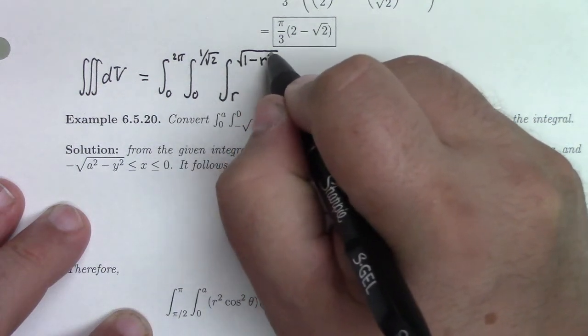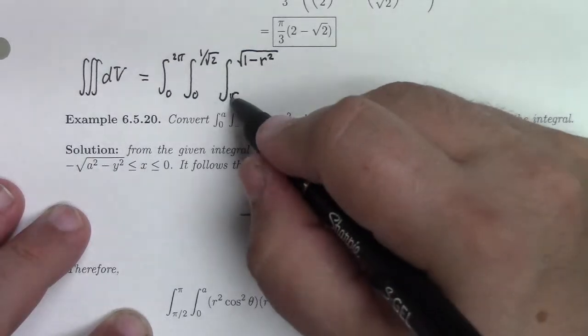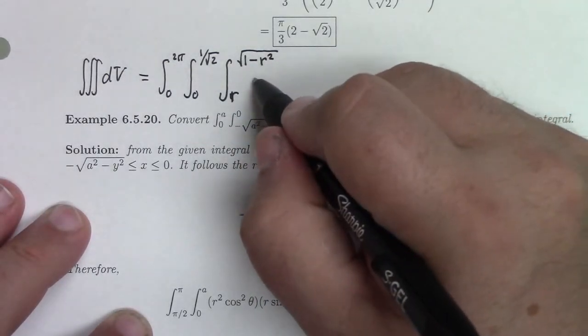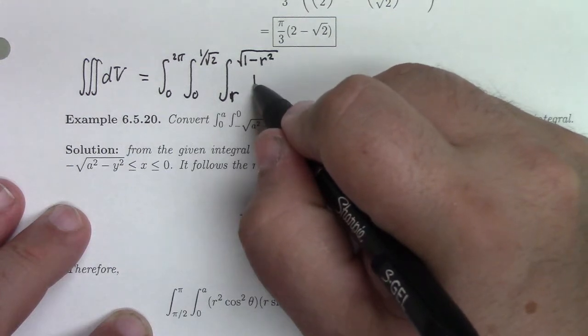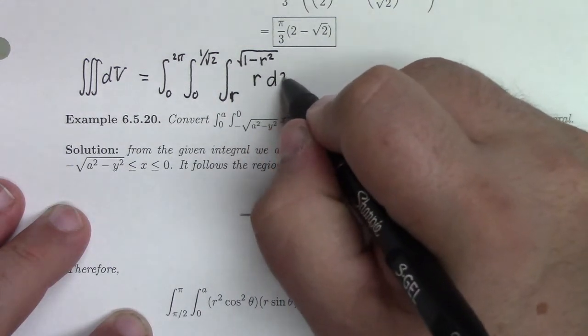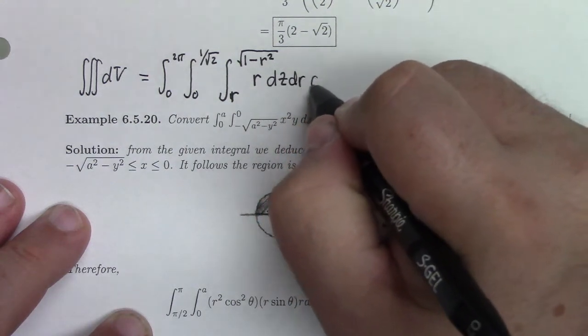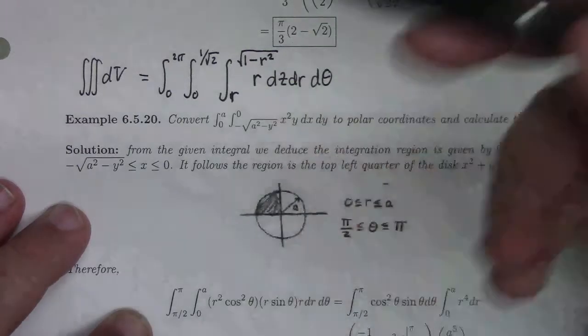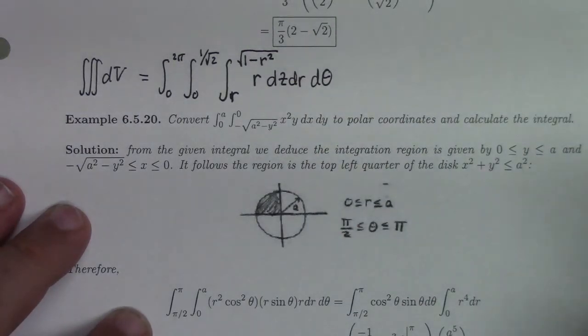So 1 minus r squared, that's the z upper, z lower. And then integrate dv. Well, dv in cylindrical coordinates is actually r, and I have to write dz dr d theta. And so if you do this integral, it works out the same. But that's how I would actually think about this volume problem: in terms of cylindrical coordinates and integrating dv.